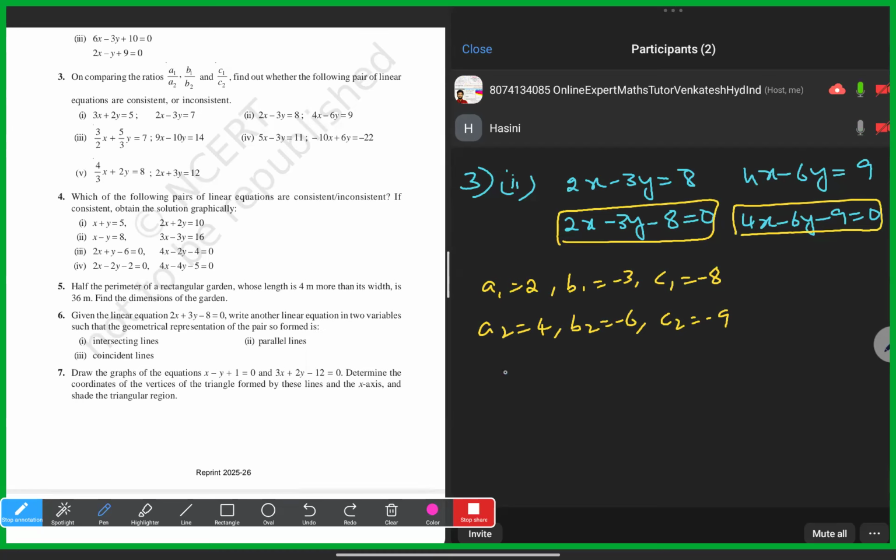Now I'll do A1 by A2. A1 by A2 is equal to 2 by 4, which is 1 by 2. Now I'm doing B1 by B2. B1 by B2 is equal to minus 3 by minus 6. Again, minus minus cancels, 3 ones are 3, 3 twos are 6, which is 1 by 2 only. So the first two we got equal. So I'm checking C1 by C2 now.